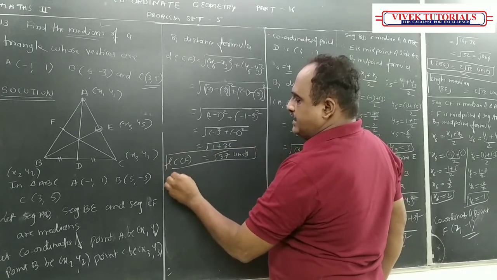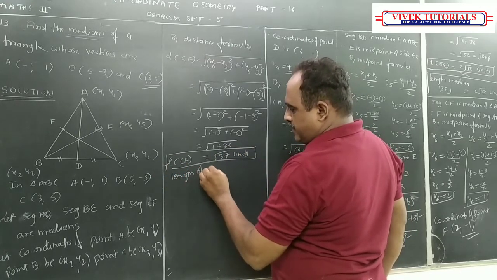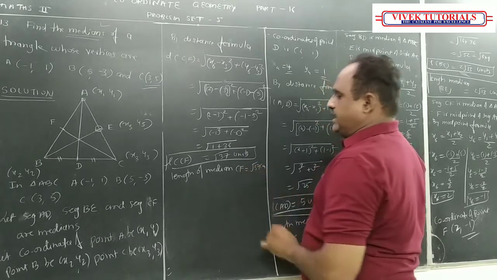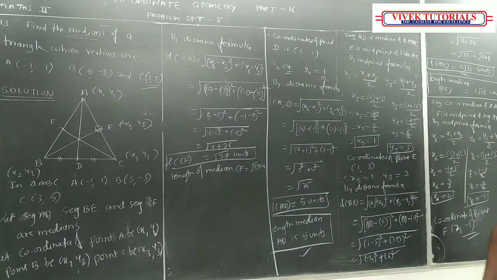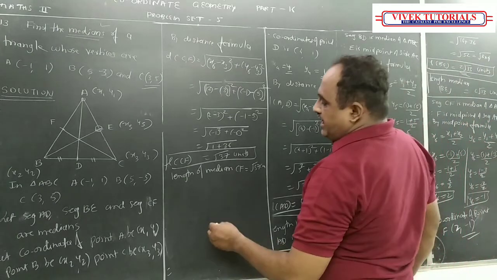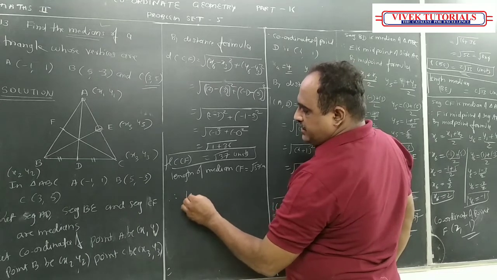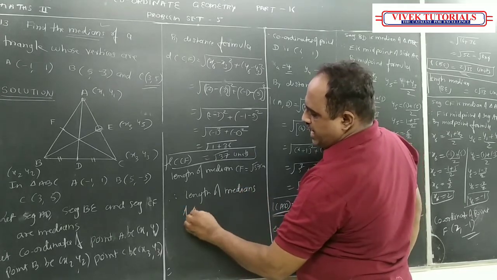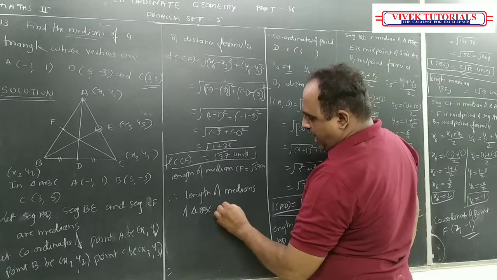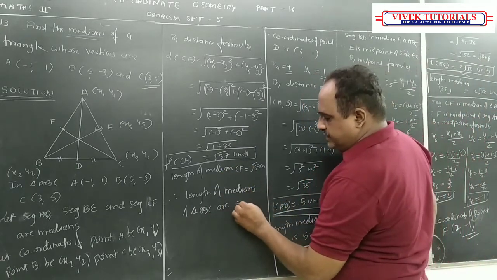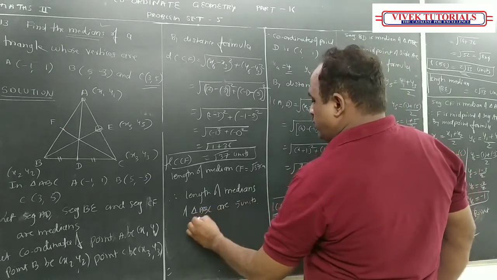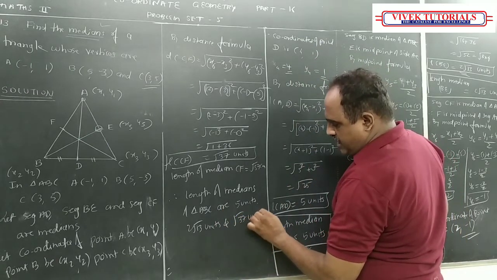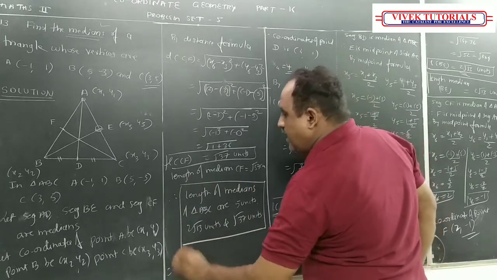So what I am going to write, length of median CF is equal to root 31 centimeter. But these F, D, E are the points we had taken. So therefore, length of median of triangle ABC are, first you got 5 units, then we got 2 root 30 units and root 37 units. This is your final answer.